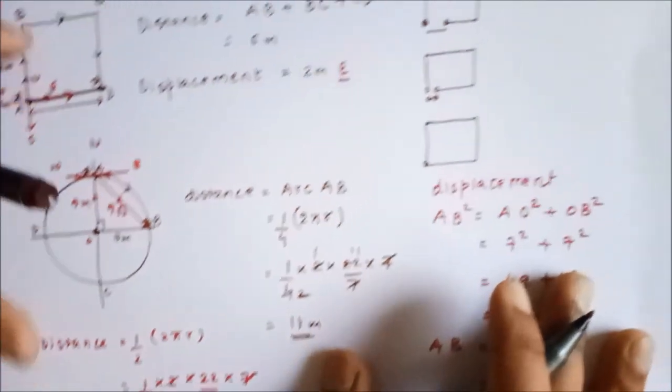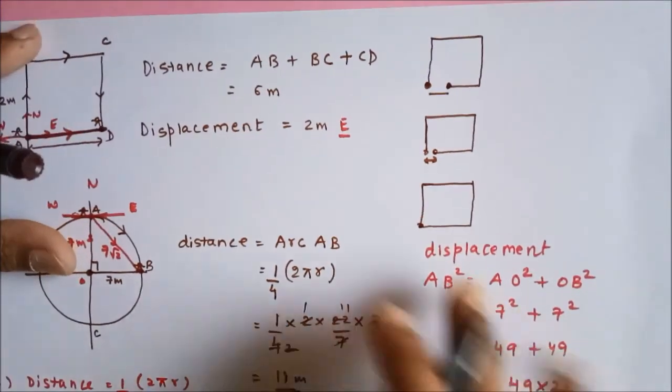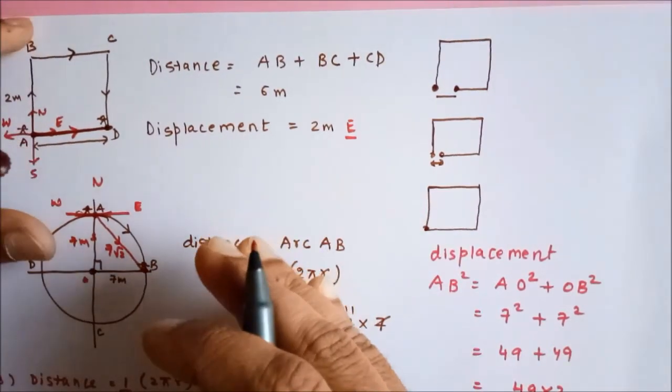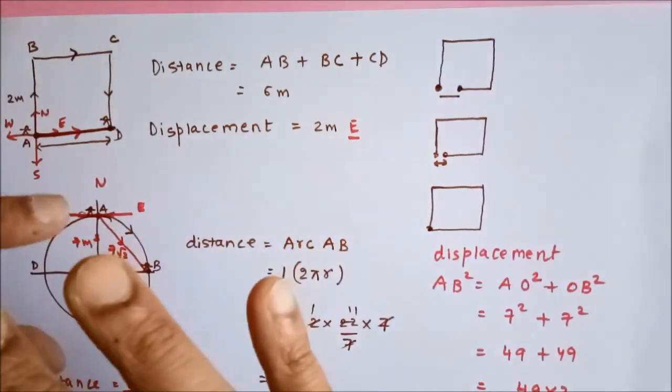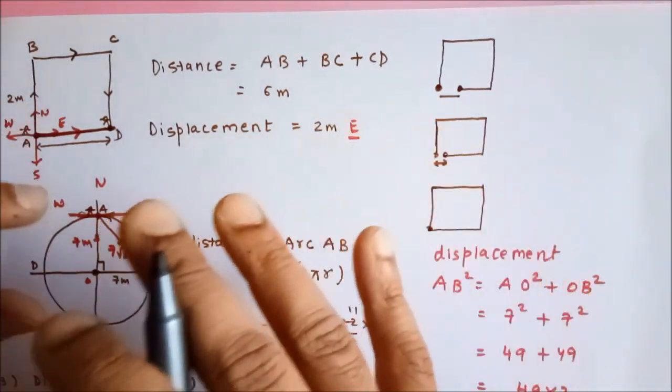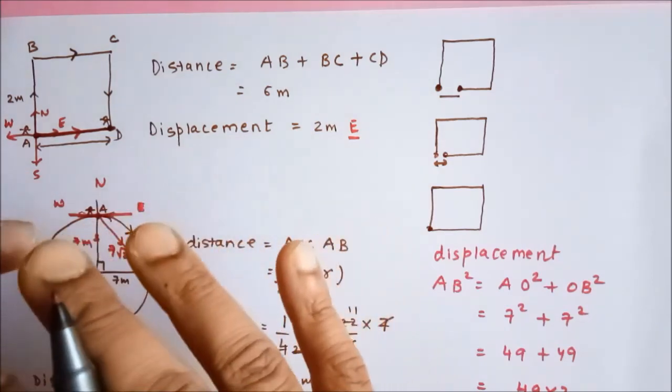So the most important thing to learn about this concept is that displacement can be zero, but once the person starts the journey, distance will never be zero. Displacement can be zero, but the distance will never be zero.